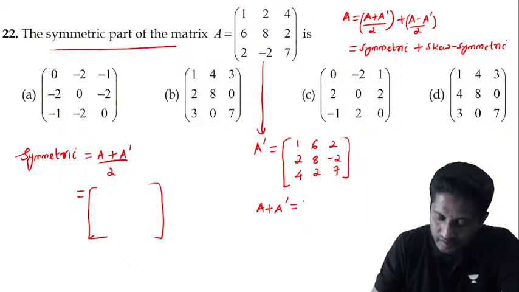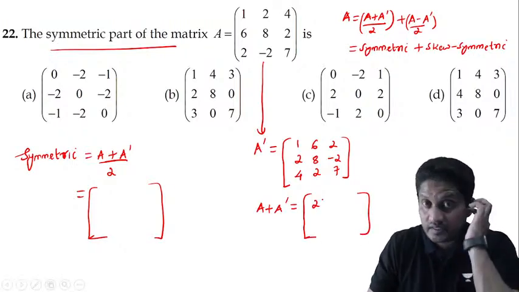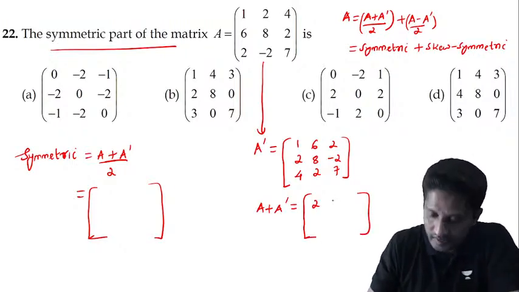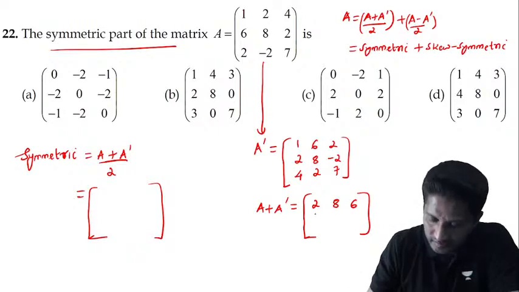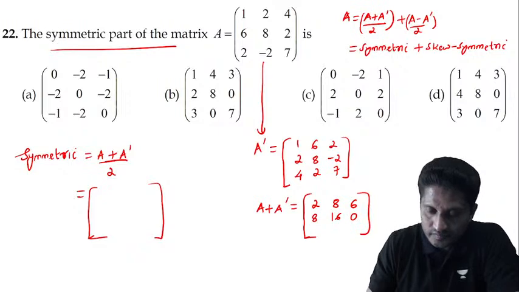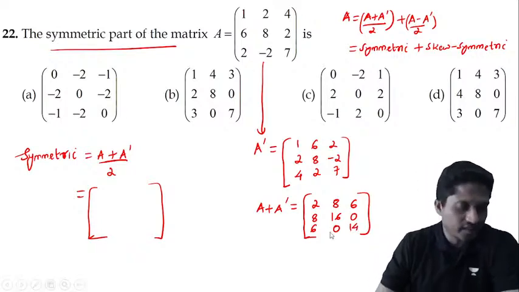Now A plus A dash by 2. A plus A dash is equal to, let us add. I'm adding matrix A and A dash. 1 plus 1 is 2. Then you get 8, 4 plus 2 is equal to 6. Then 6 plus 2 is 8. 8 plus 8 is 16. 2 plus minus 2 is 0. Again 2 plus 4 is 6. 2 plus minus 2 is 0. 7 plus 7 is 14. This is A plus A dash.